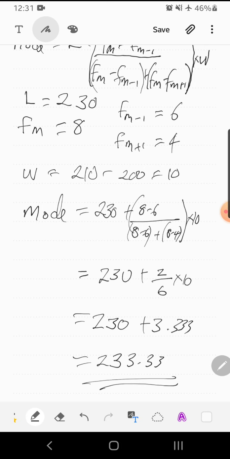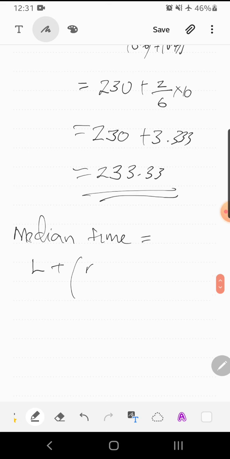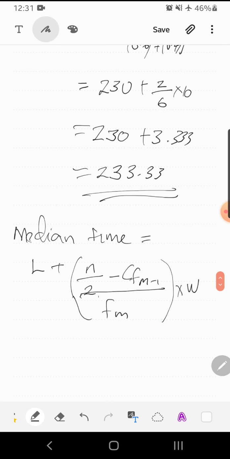and now we are going to find the median. So the median time, remember the definition of the median? The median is just the value that separates the data set into halves. The formula is given by L plus, then cumulative frequency before the median class over the frequency of the median class multiplied by the class width.